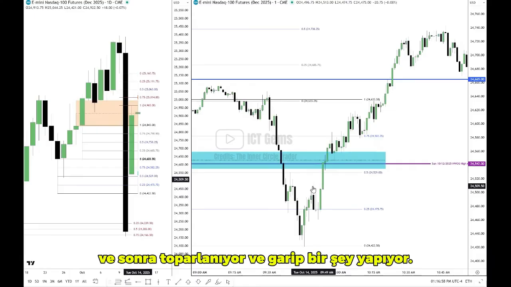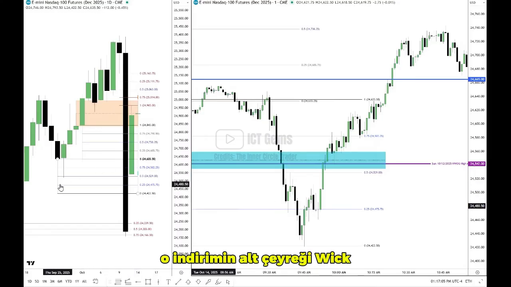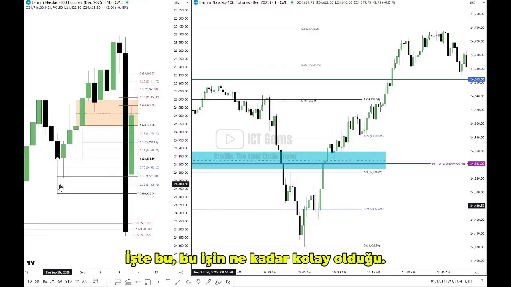And it does something strange, unheard of. It climbs above the lower quadrant of that discount wick right there at 24,475 and three quarters. Take a deep breath. Ground yourself. Ready? This is how easy this stuff is.